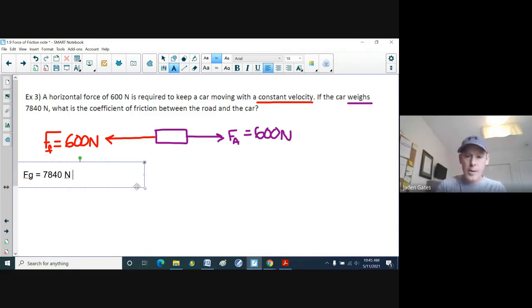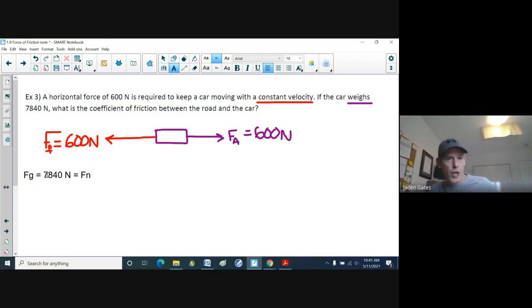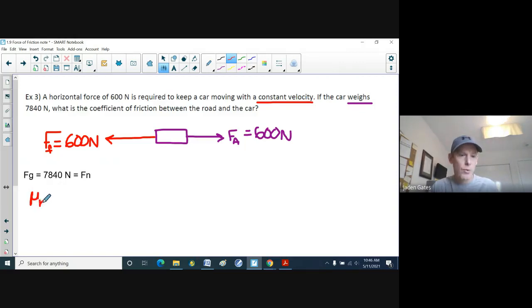But as we looked at before, this car is not flying up into the air, it's not going into the ground, and so our Fg is equal to our Fn, our normal force. So the car is pushing down on the road with a force of 7,840 newtons. And Newton's third law says the road is going to push back up on the car with 7,840 newtons. That pushing up, again, is called our normal force. And once again, we are looking for mu k, the coefficient of friction here.